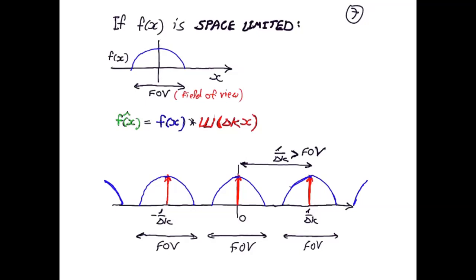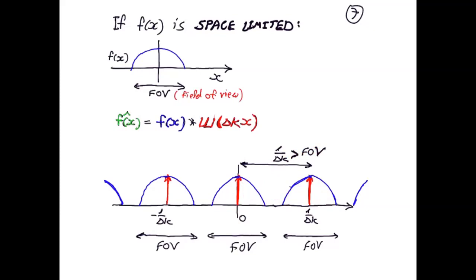So that's nice. Actually f of x is space limited and it has a certain field of view in centimeters, right? So that means that if I sample in the frequency domain, the resulting effect in the image domain, small f hat of x, would be the convolution between the original object, whatever that image is, and this impulse train that is separated by 1 over delta k. So if 1 over delta k is bigger than the field of view in centimeters, then I would get replication of my image around each one of those impulses, but those replications don't overlap with each other.